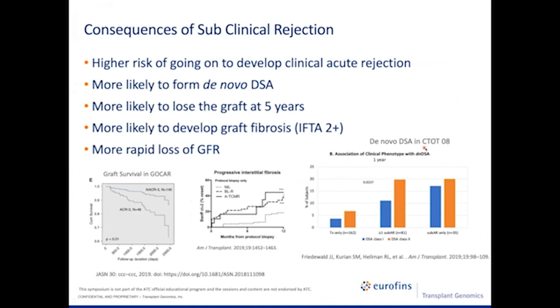And then in the CTOD-8 study, this is de novo DSA, we found that patients that had no subclinical rejection had lower rates of both class 1 and class 2 de novo DSA compared to those that had at least one episode or multiple episodes of subclinical rejection, much higher rates of de novo class 1 and class 2 donor-specific antibodies. So all things that are bad in terms of graft outcomes associated with subclinical rejection.